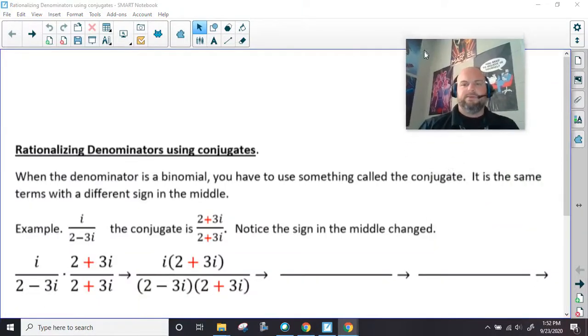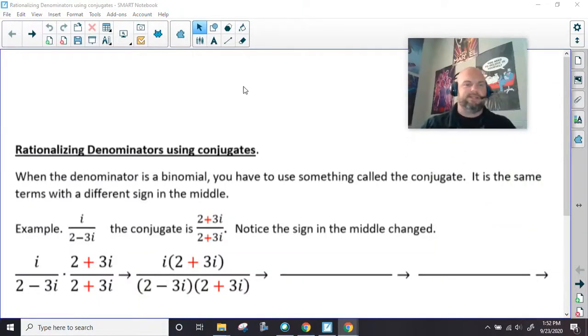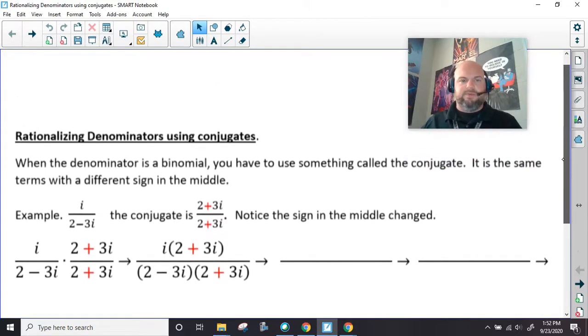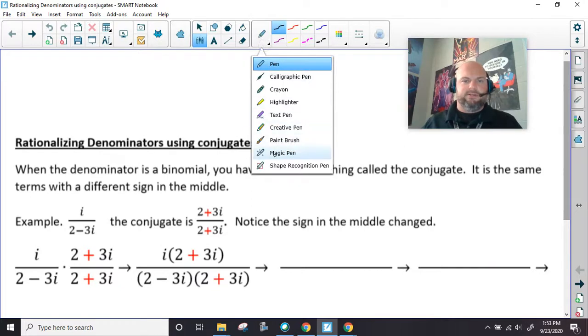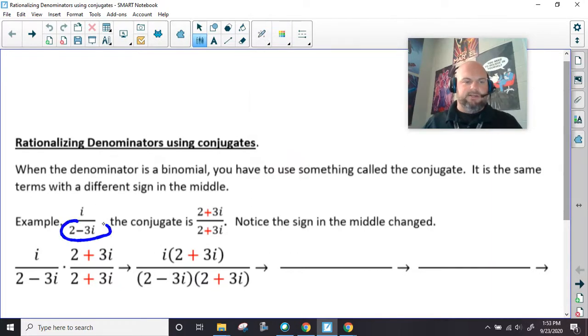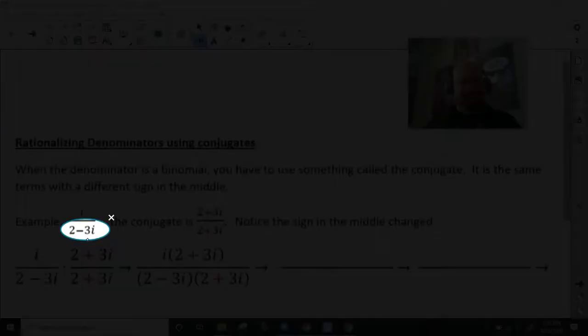Okay, so moving on with rationalizing denominators. Today we're looking at rationalizing denominators with conjugates. Now here's the big thing that you see. When a denominator is a binomial, that binomial has two different terms. There's usually an add or subtract in here, like this is 2 minus 3i.